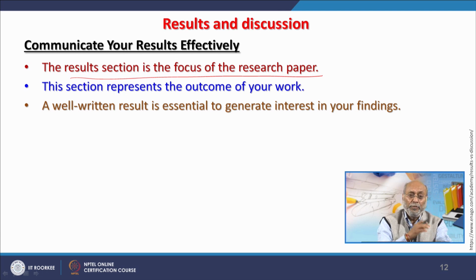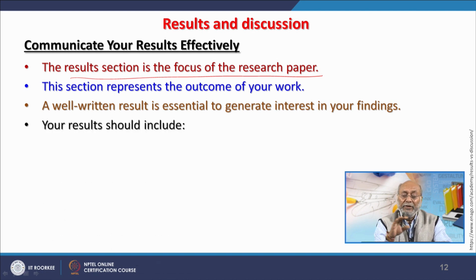The research should be focused on this section, the written part also, and it should be well written. And as we have already discussed, well written means it should be very clear, concise and focused: whatever the objectives are, this is how they have been achieved, these are the results. So, what are the things which should be included in this results section?